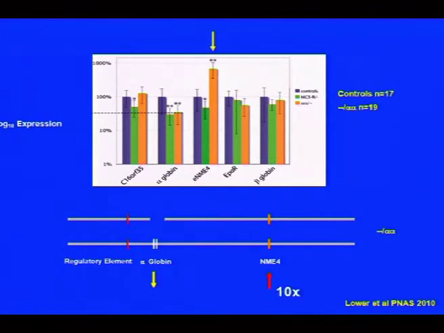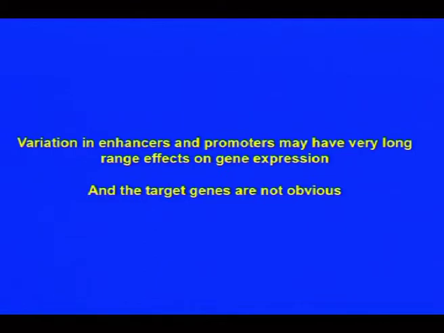And so what we think happens is that if you lose the competition of the alpha-globin genes here, the activity of that regulatory element goes 300 kilobases along the chromosome and upregulates the linked gene on the chromosome 300 kilobases away. So that just tells us then that the variation in enhancers and promoters may have very long-range effects on gene expression, and also the targets that are driven by those enhancers are not always obvious.